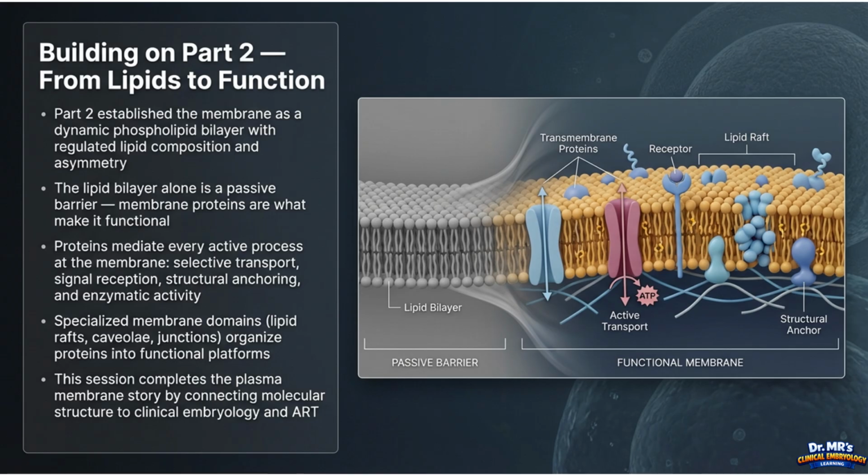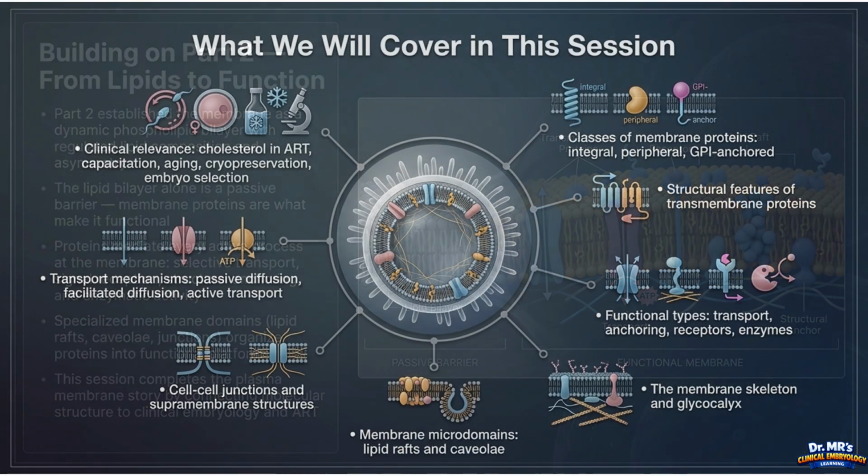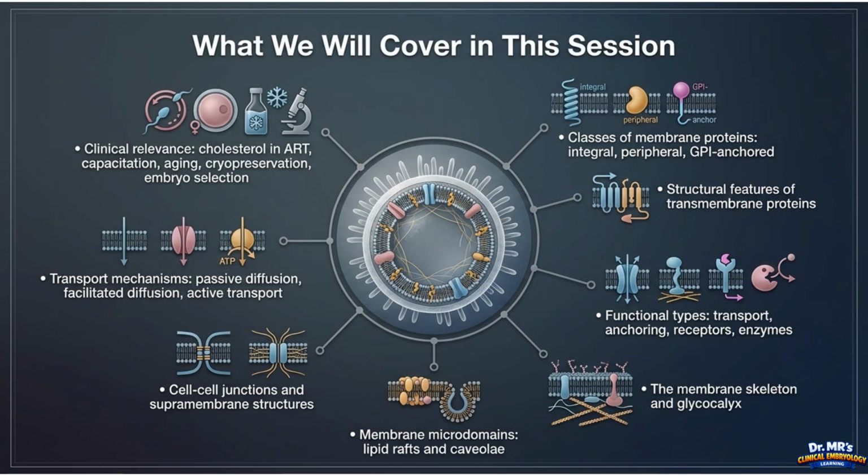And in reproductive biology, membrane proteins are absolutely central. They coordinate follicular signaling, enable sperm capacitation, mediate gamete recognition, drive blastocele formation, and determine whether an embryo survives vitrification. Every clinically meaningful event at the membrane involves a protein. As we step through this session, keep asking yourself, what goes wrong here in the clinic, and why? This session covers substantial ground, so let's orient ourselves before diving in.